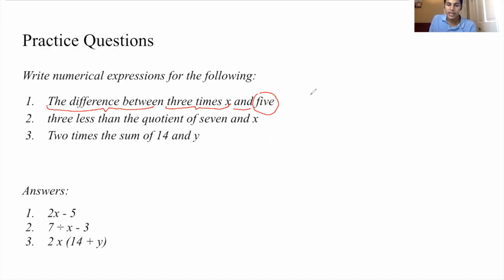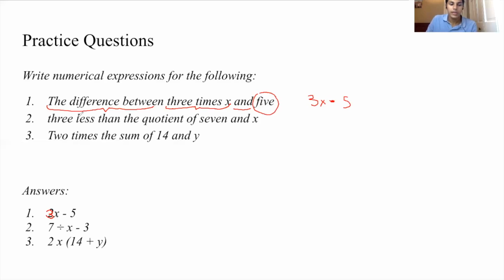So 3 times x is 3x. And then our second number is 5. And remember, we're finding the difference between them. That means we're subtracting, and it's always the first number minus the second number. So it's 3 times x minus 5. So 3 times x minus 5 is 3x minus 5. And I realized I made a mistake here. This should actually say 3x instead of 2x.